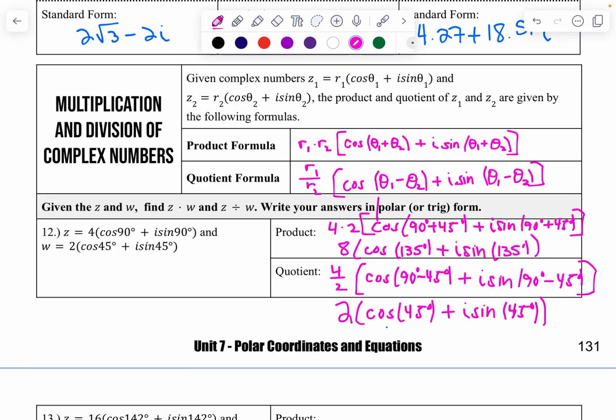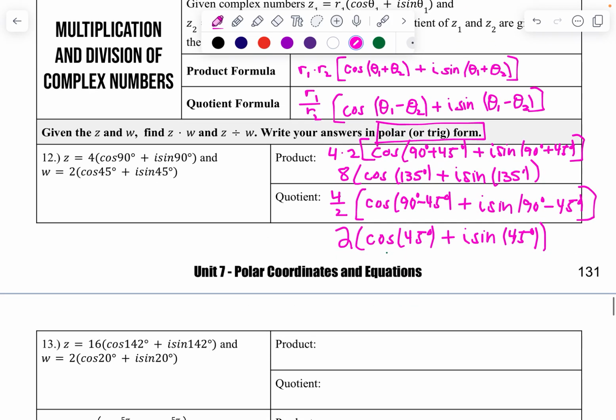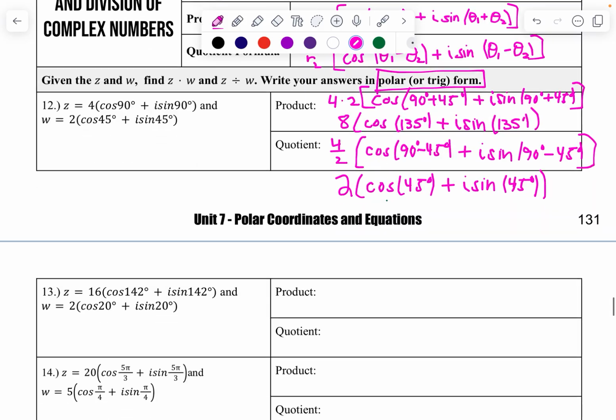And because they said to keep our answers in polar or trig form, that's why we're stopping there. If we wanted to know in standard form, then we would actually evaluate the cosine of 45 degrees, the sine of 45 degrees, distribute the 2, and get our standard form. But they wanted it in polar trig form, so we leave it like that. The radius times the cosine of theta plus i times the sine of theta.